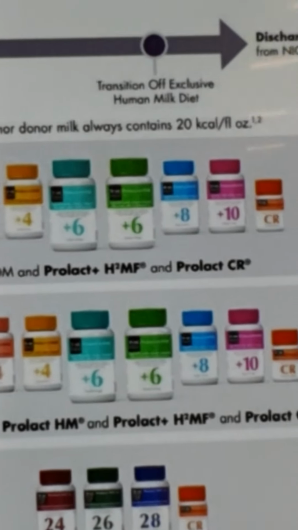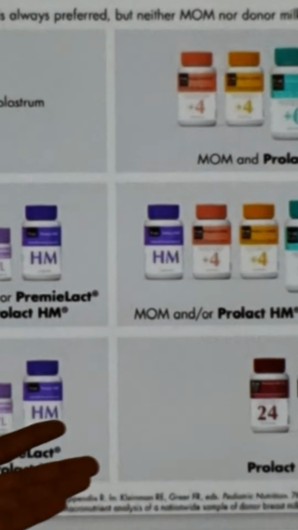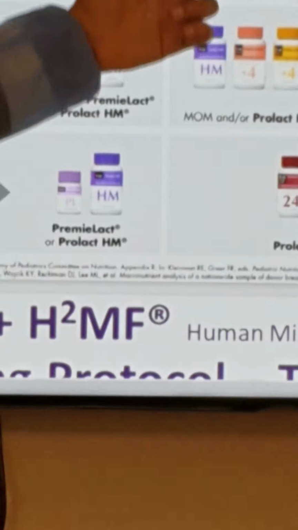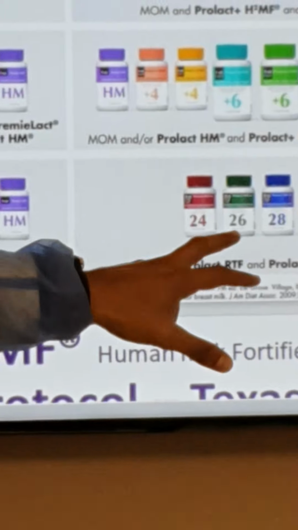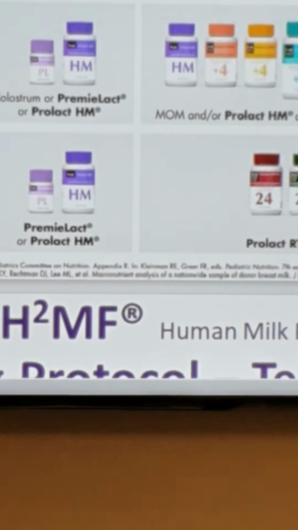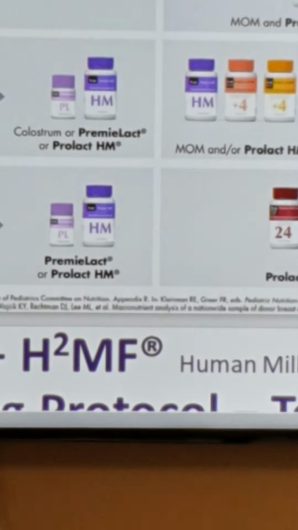In the case we don't have EPM, the ready to feed is the best option. We can use the ready to feed, and to go further, 24, 26, 28, depending on the guideline and according to the requirement of the baby.